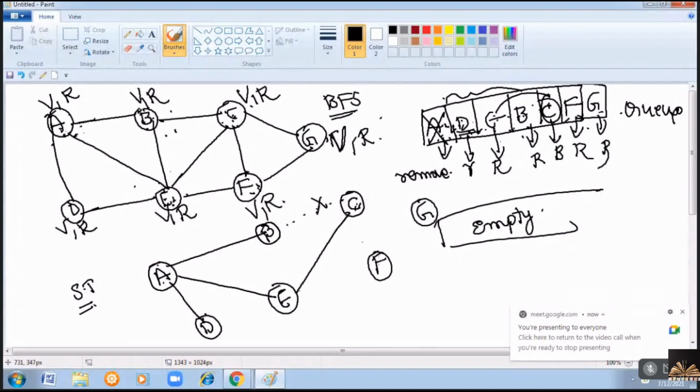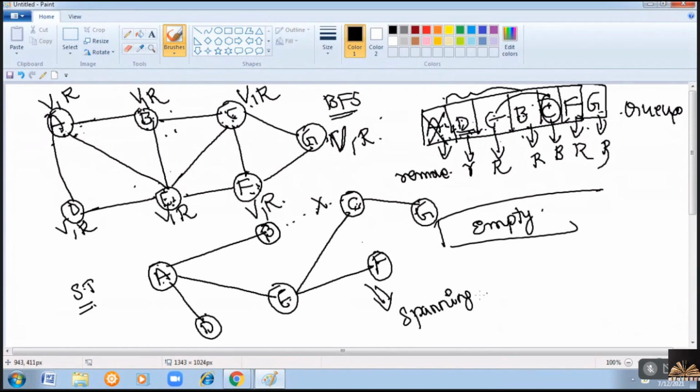Next, F is considered, at the time of adjacent vertices of E. Now, G is considered with respect to C. Therefore, this will be your spanning tree.